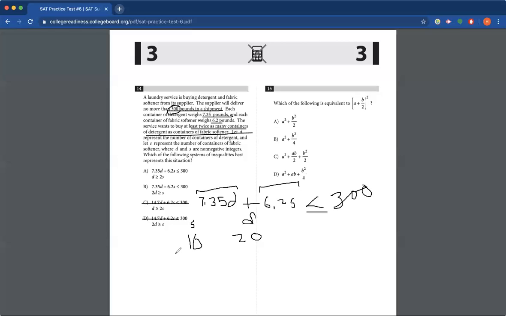So we have to realize that D in this case has to be at least, because they said at least. So that's at least 2s, right? So 2 times the amount of fabric softener they want to buy detergent. So that's going to make our answer A.